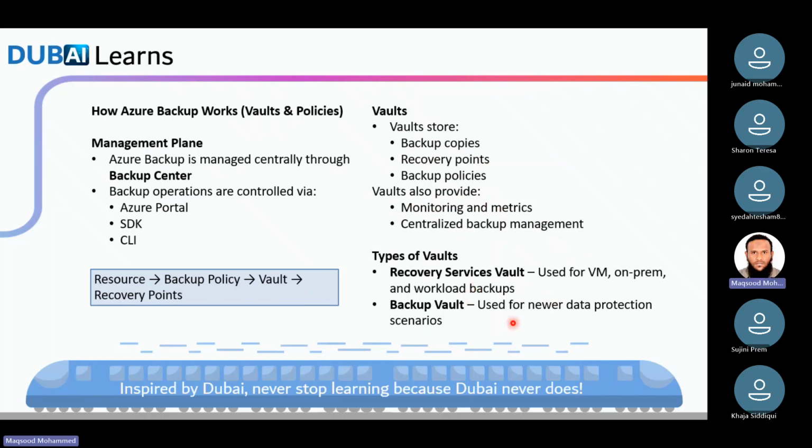There are two types of vaults available in Azure. You know the vault, right? In general terminology, in the bank, there are vaults where you have your gold and cash stored. So similarly in Azure, you have the Recovery Services vault, and there's a different purpose for each. It is used for virtual machine backups and on-prem workload backups. So there are two different kinds of vaults available in Azure: the Recovery Services vault, and the Backup vault, used for newer data protection scenarios.